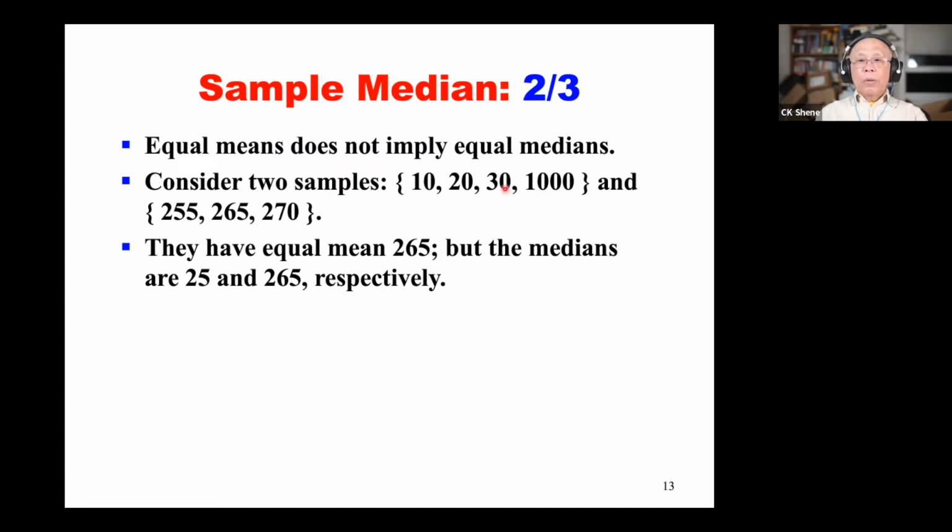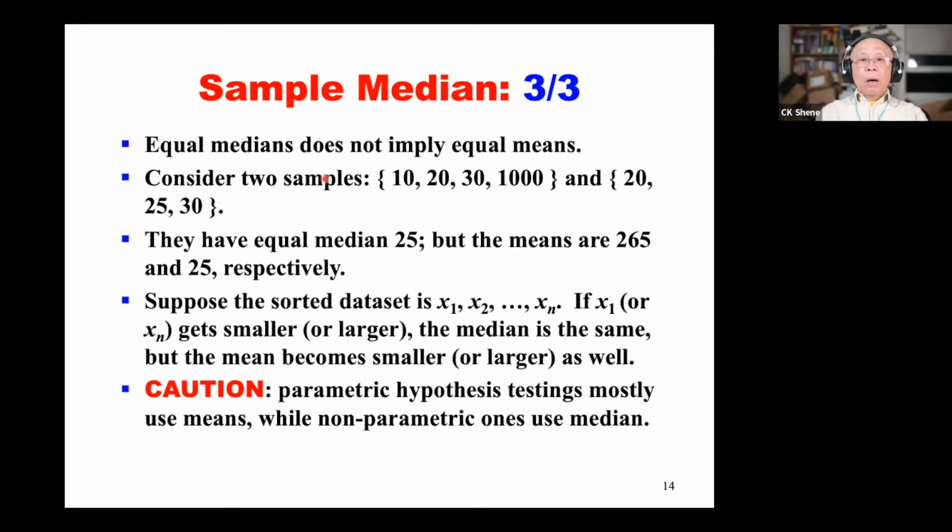10, 20, 30, 1,000. And the second, 255, 265, and 270. Both samples have equal mean 265. But the median of this is 25. The median of this is 265. Conversely, equal medians does not imply equal means.